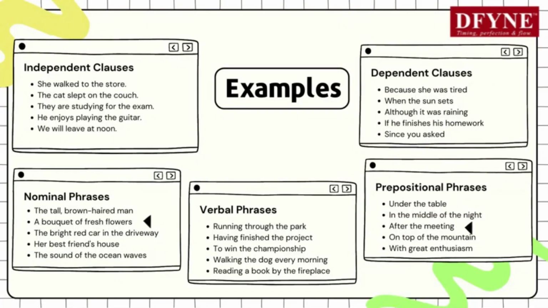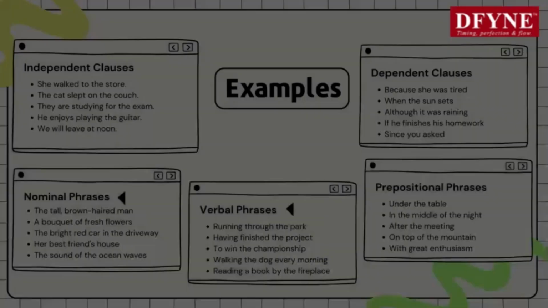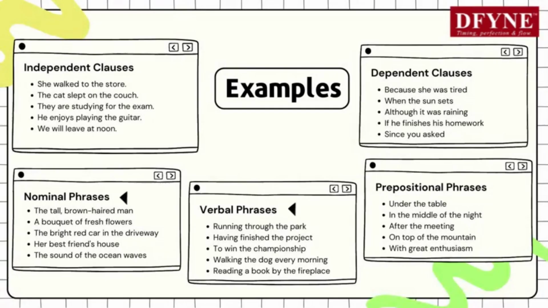Let's try phrases this time. A bouquet of fresh flowers was given after the meeting. Was given is a group of words used as a verb in this sentence. Hence, it's safe to say that this sentence was missing a verbal phrase. In summary, we can use a nominal phrase and a verbal phrase together to form a complete sentence. We can also use a prepositional phrase to add details to an already complete sentence or a thought.